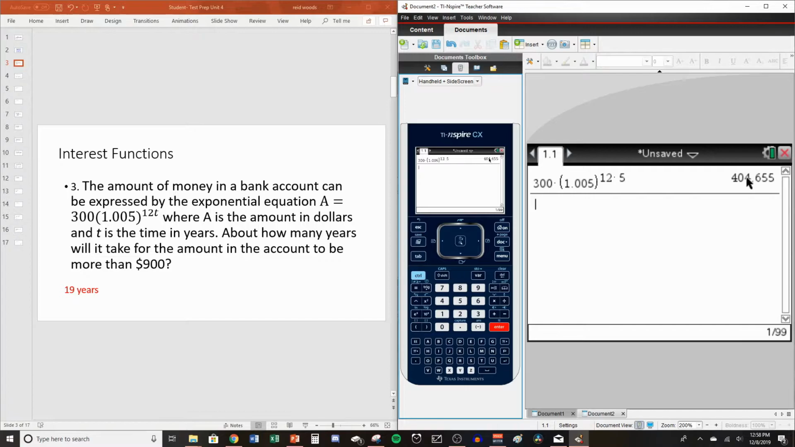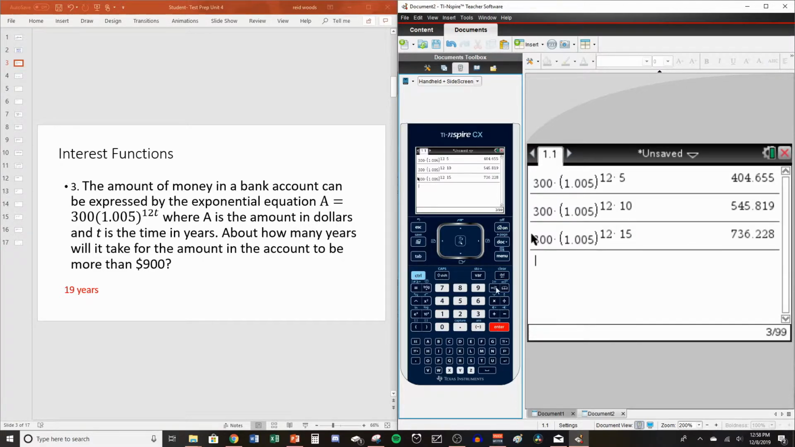And we can see that, well, that's not when it's 900. Let me go back up. You can go back up and copy and we just go back and we're going to edit this 5. Let's make it a 10, see what that does. Still not enough. Let's go back. Edit the 10, let's make it a 15. Still not enough. Again, copy. Let's try 20.